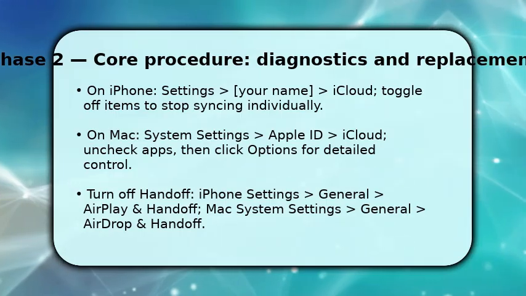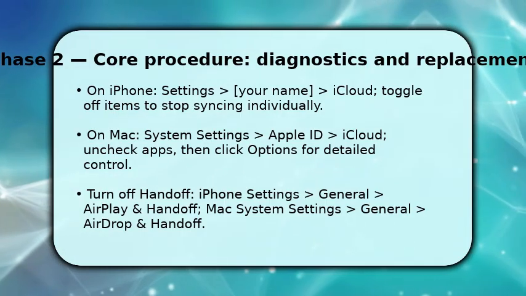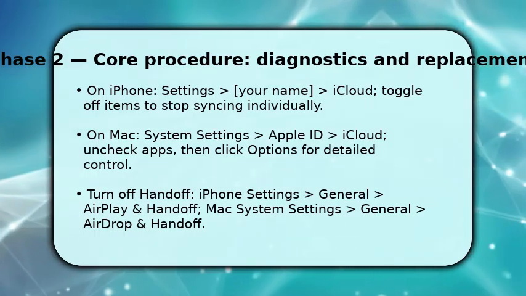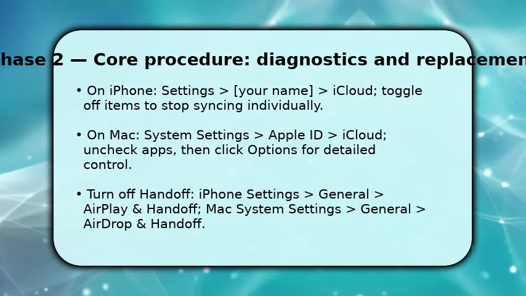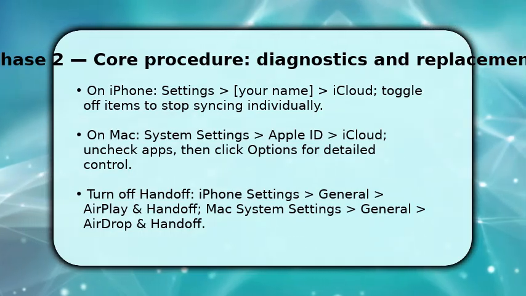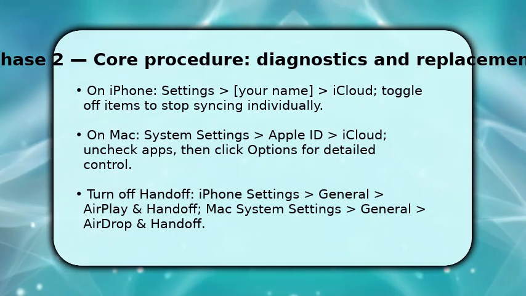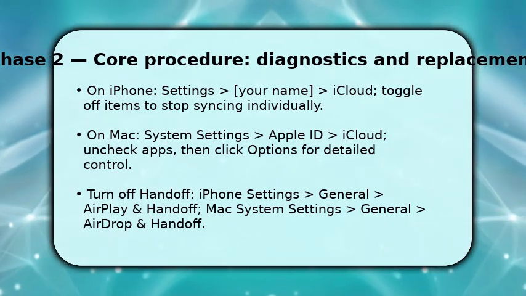On the Mac, open Apple ID iCloud settings and uncheck matching items, and use options to remove stored data if prompted. Then turn off Handoff on both devices so Handoff continuity stops. This severs app handoffs, phone calls, and clipboard sharing while keeping other settings intact.